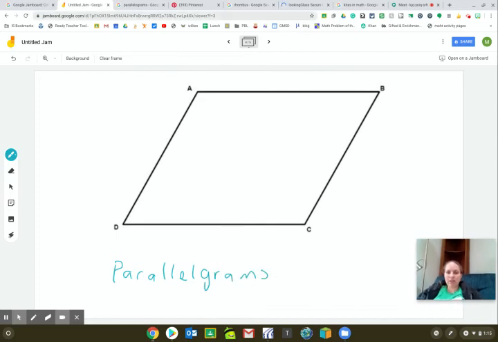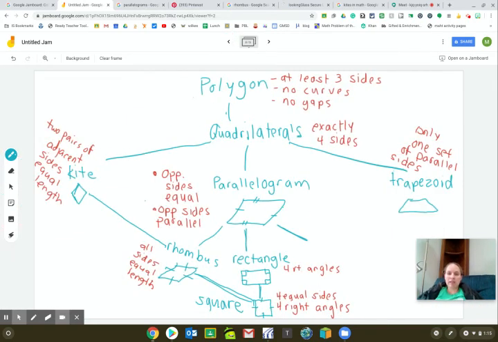It doesn't have all sides that are equal, so it's not a rhombus. It's not a trapezoid. It's not a kite. So parallelogram is the most specific name you can give it. But also, we can name this as a quadrilateral, because all parallelograms fall underneath a quadrilateral. And if you go back here, you can see since the parallelogram falls underneath the category of the quadrilateral, that means it also has exactly four sides.